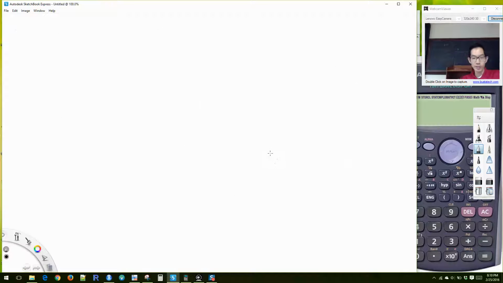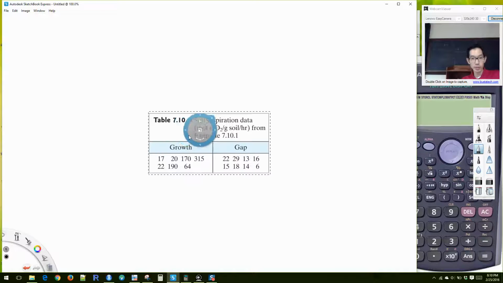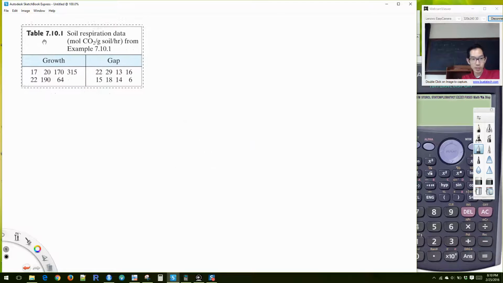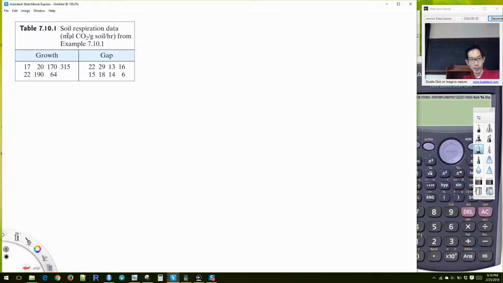And so here's a situation where we can apply the Wilcoxon MannWhitney test. Okay, so our data comes from soil respiration data. I guess that's written right here.